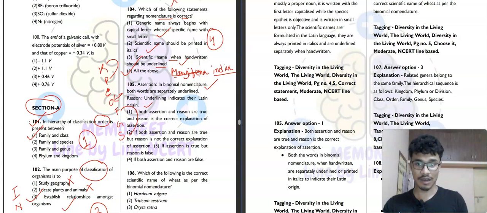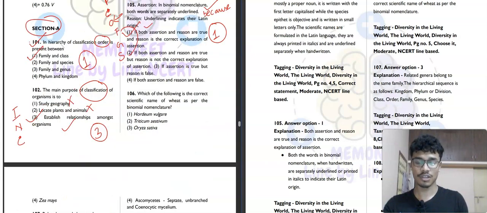Okay. Now that is how we do assertion-reason. We will put a "because" here and read the statement once again to confirm whether the reason is the correct explanation of the assertion. In binomial nomenclature both words are separately underlined. Okay, very good. Because underlining indicates the Latin origin. Exactly. Why are we underlining it? Because this is the Latin origin. So the reason is correctly verifying the assertion. So both assertion and reason are true and the reason is the correct explanation of the assertion. So here the first option will be our correct answer in this question.